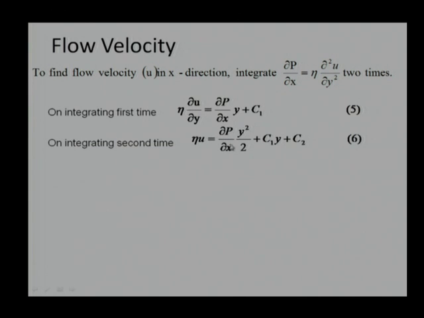This pressure gradient is not depending on y. So, integrating y will turn out to be y square by 2. This C 1 is a constant, it is not a function of y. So, simply this will be C 1 y plus another integration constant C 2. Now, we have two velocity conditions available to us. We can use those boundary conditions to find out the values of C 1 and C 2.